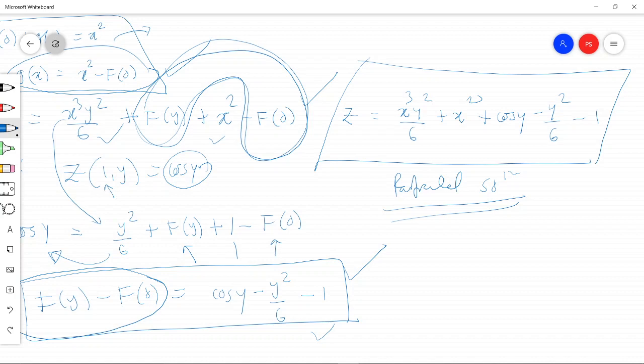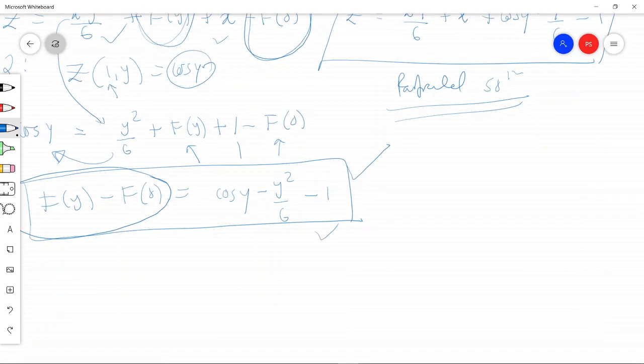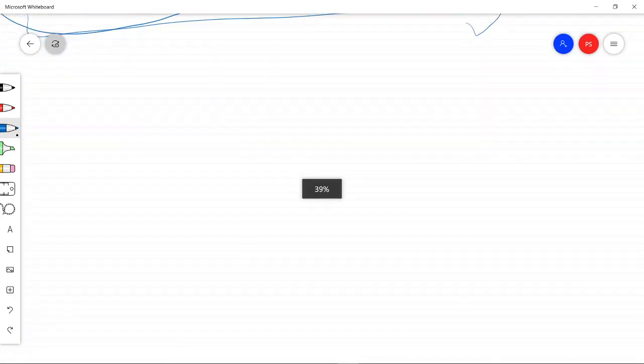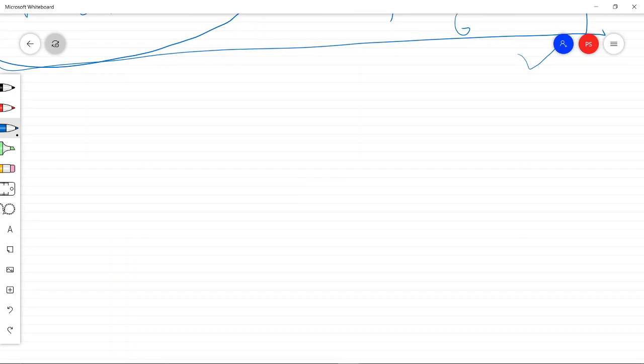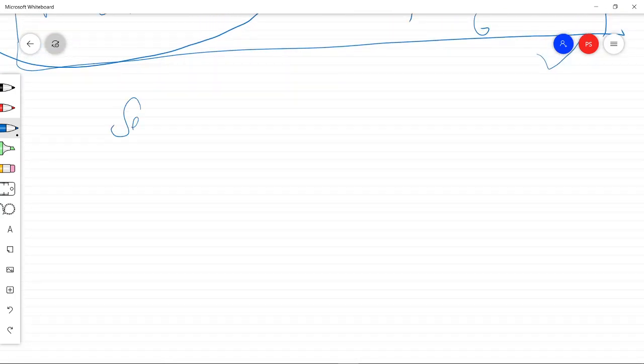This is how we solve a partial differential equation by the method of direct integration, wherein we integrate twice, once with respect to x and then with respect to y. Now let us try to understand the other method, which is called the method of separation of variables.